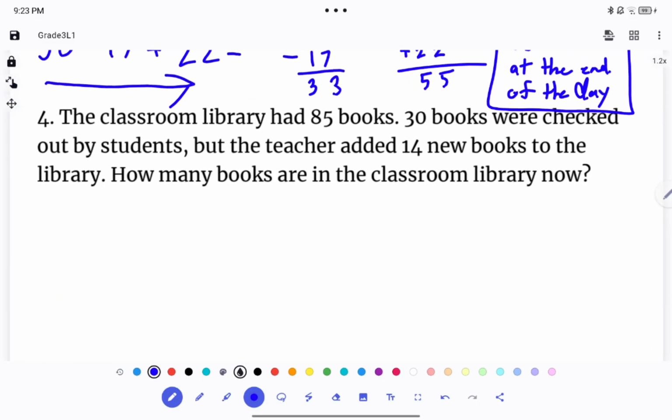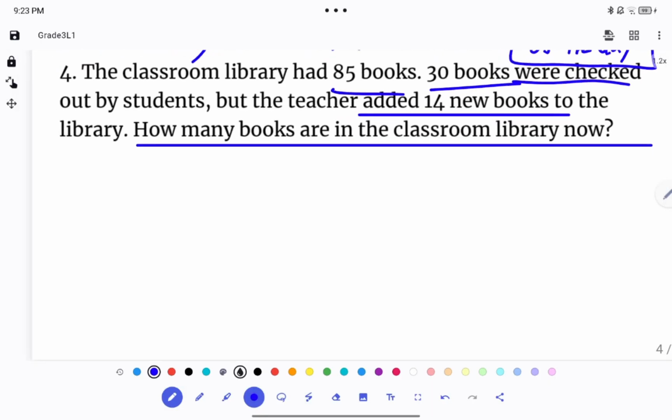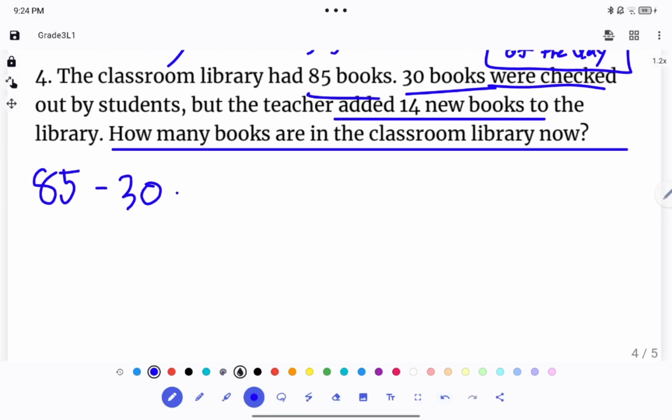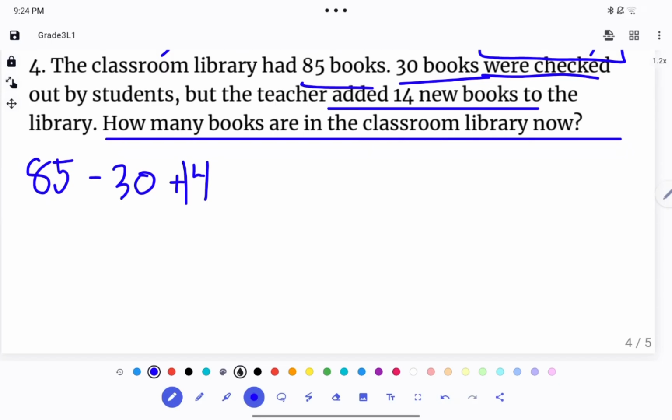Alright. Question number 4. Classroom library had 85 books, 30 books were checked out by the students, but the teacher added 14 new books to the library. How many books are in the classroom now? So, they're saying that originally the library had 85 books at the start. Then they took away 30 because they were checked out by the students who should do their reading. But then the teacher added 14 new books to the library, so you add 14 more.